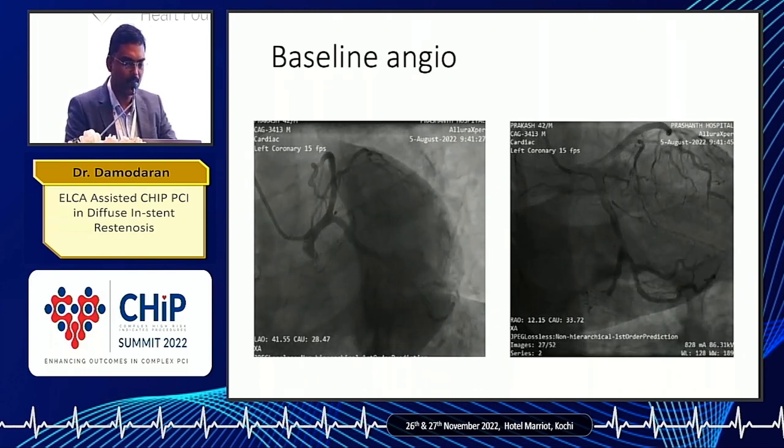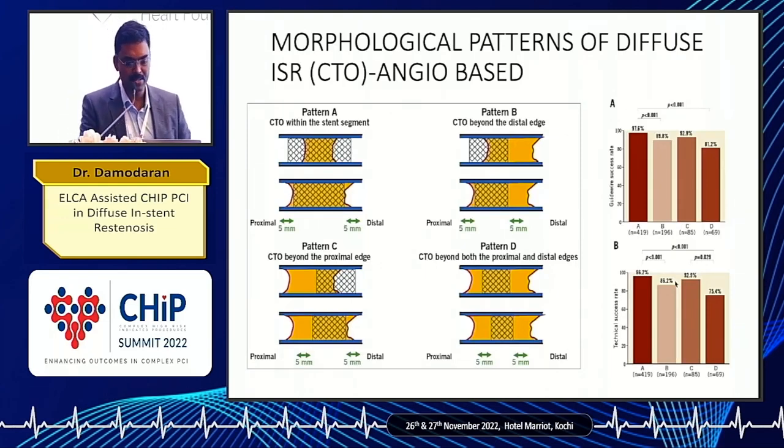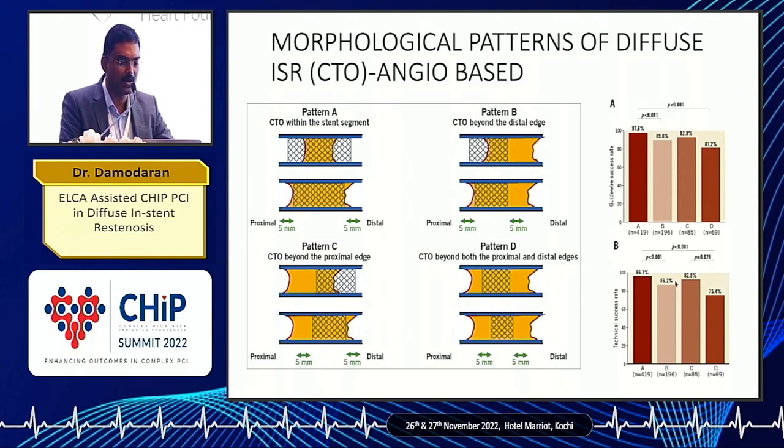This is the scenario. And we all know this recent algorithm, again, is based on the angiographic morphology of the extent of occlusion of the CTO, whether it has occluded within the stent or beyond the edges of the stent. There is a pattern A to D. Based on this, the success rate of this procedure also varies.